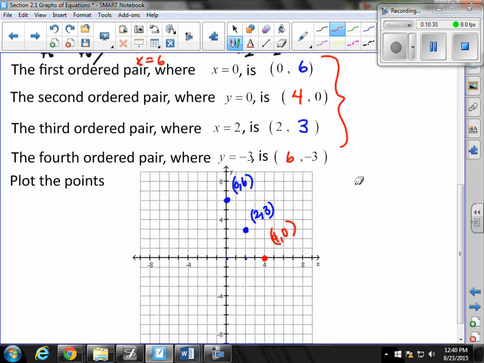And the fourth point that we found was 6, negative 3. So 6 in the x direction, negative 3, we're going to go down 3 this time in the y direction. There's our point, 6, negative 3. Now this one just said to plot the points, but I want to point something out to you. If you were actually to connect those points, they line up in a straight line. When we're graphing linear equations, we want those points to line up. You should be able to connect them with a straight line.